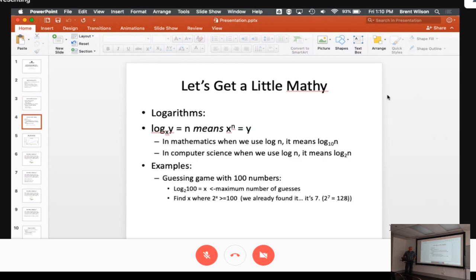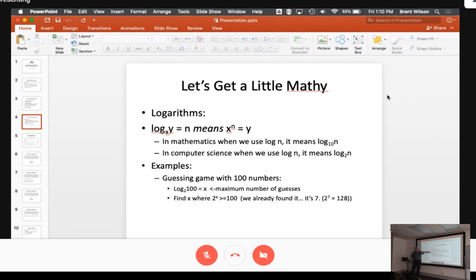So let's get a little mathy for a moment. I don't know if you remember logarithms much. Boy, no one just jumped up and went, yay! Let's just quickly do a little bit of math review. It's been a while probably for some.